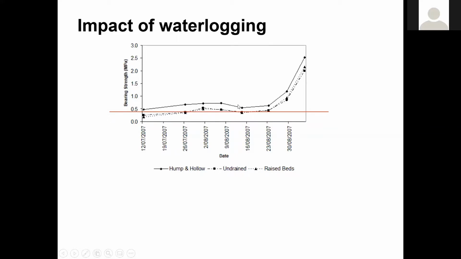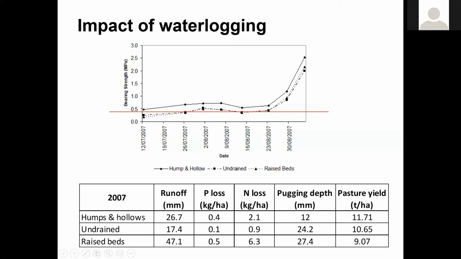But you'll see the whole time the humps and hollows one remained above that, so there would be far less pugging damage that you'd get compared to either of the other 2 treatments for a fairly long period there, from the middle of July to about the end of August. So about a 4 or 6 week period. There's only a small period there where it was below about that 0.4 megapascals from a strength point of view.